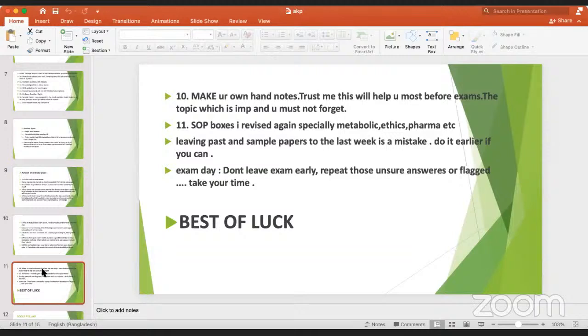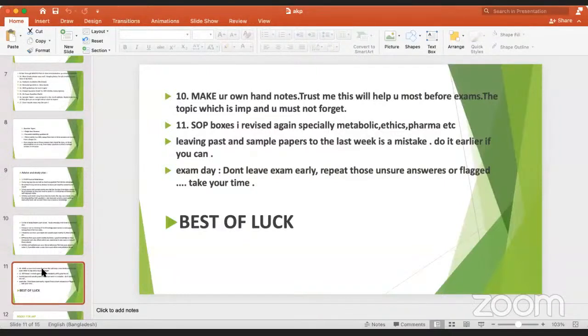Now, sometimes questions from the SOP box directly come in the exam. So I will suggest you revise the SOP box again. And solve the recall; do not leave the recall, solve it before your exam. Okay, you have to start solving the recall from the beginning. And on exam day, I saw some students leave the exam hall. I don't suggest this. I always suggest that you take your time. Revise your flagged questions if you have time.